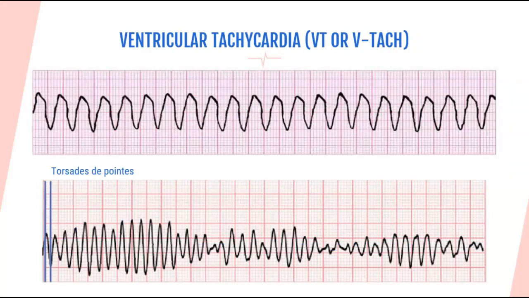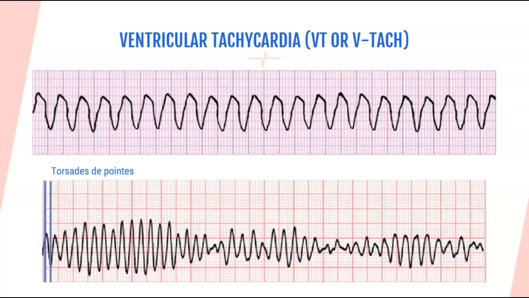Ventricular tachycardia, or VT or V-tach, is life-threatening. This is when the ventricles become the pacemaker of the heart. There are no P waves. The QRS complexes are wide and bizarre. The ventricular rate is greater than 100 with 3 or more irregular beats in a row.